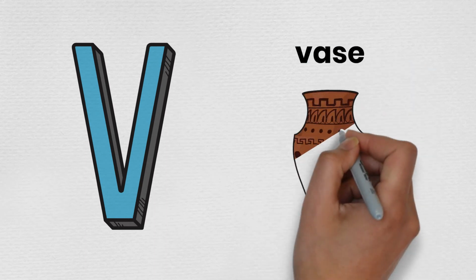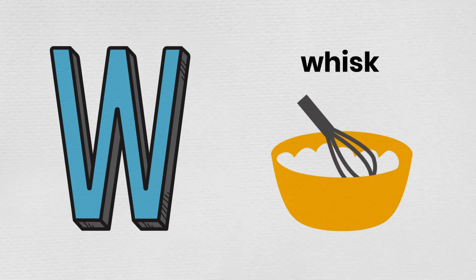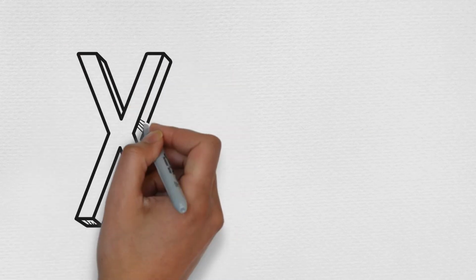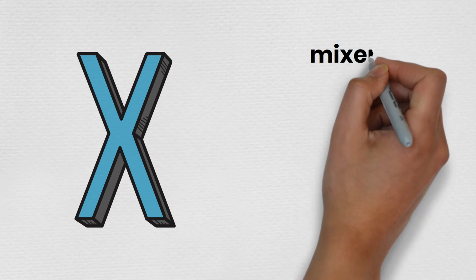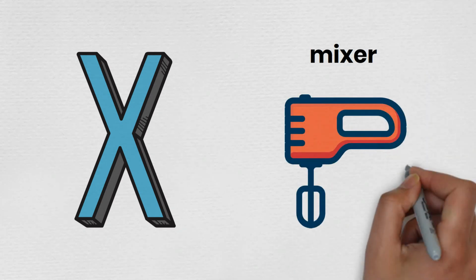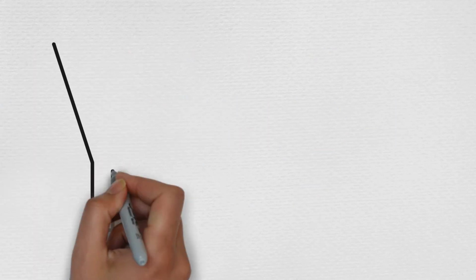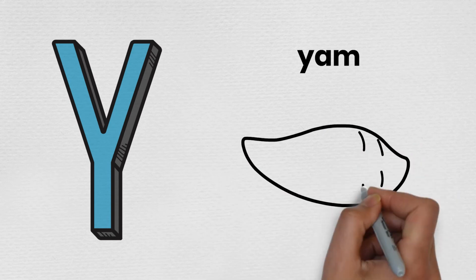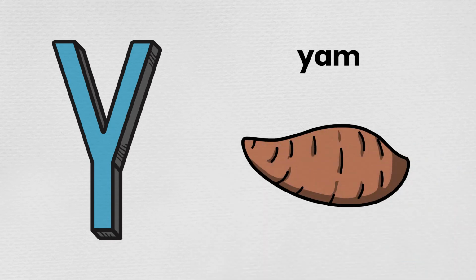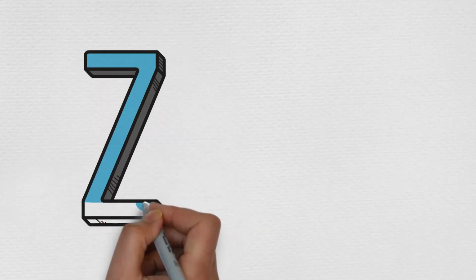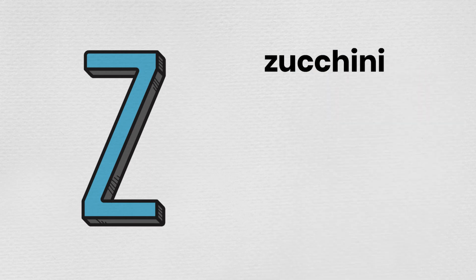V is for vase. W is for whisk. X is for mixer. Y is for yam. Z is for zucchini.